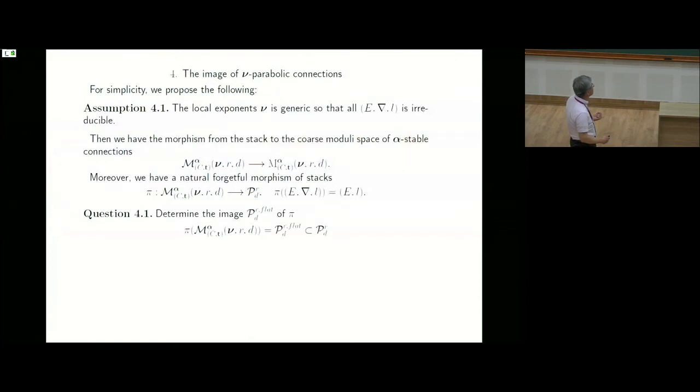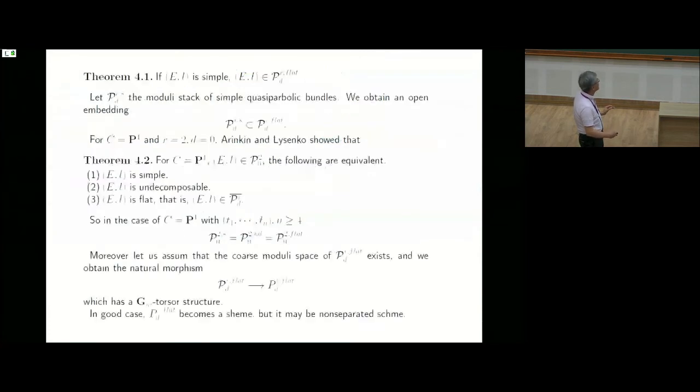But then the problem is it is rather difficult to determine the image of this map. So the image of this map, we define PRD flat. Flat means that our parabolic bundle admits some connection. And this is our substack of the PRD. And then by some argument of Arinkin and Dyshenko, you can show that if E is simple, E is flat.